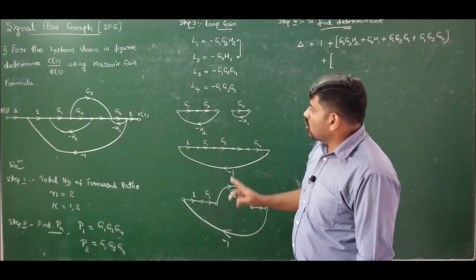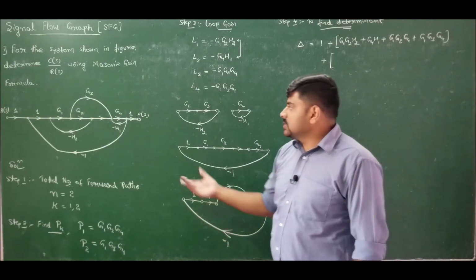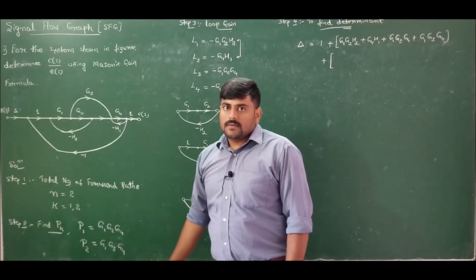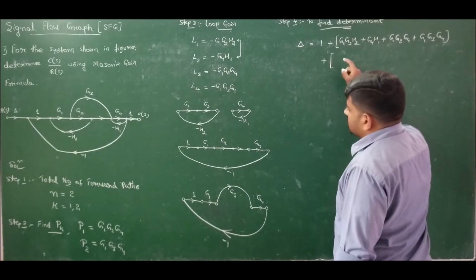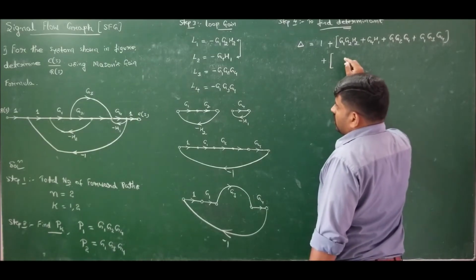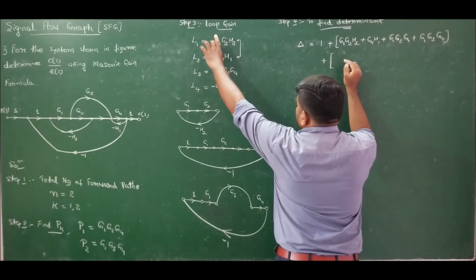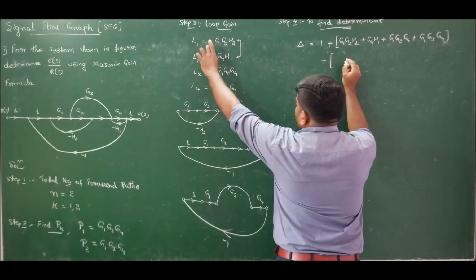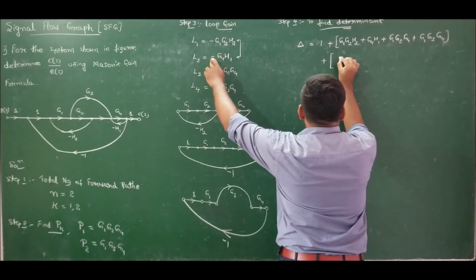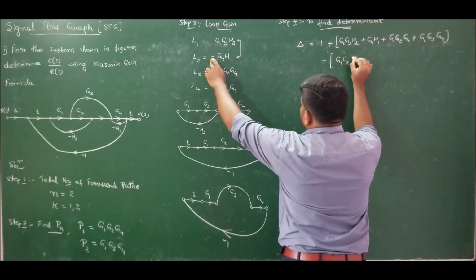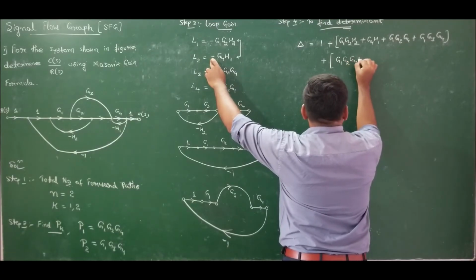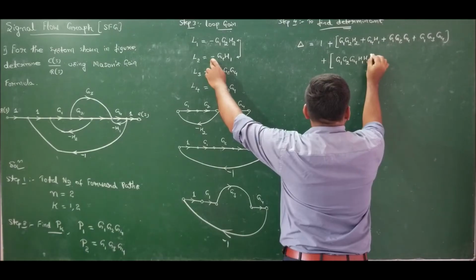Next, moving to combinations of three non-touching loops. There is no combination of three non-touching loops. Hence we have only two non-touching loops, plus the sum of products of two non-touching loops. The product is L1 L2. So L1 into L2 is how much? Minus of minus is plus, G1 G2 G4 H1 H2.